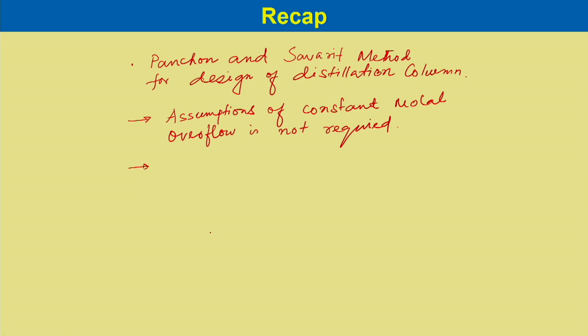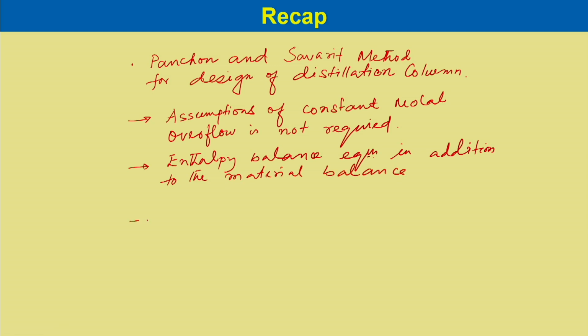So, this considers the enthalpy balance equation in addition to the material balance. So, the stages obtained using this method are basically the actual number of stages or the real stages. So, in this method we can obtain real stages.